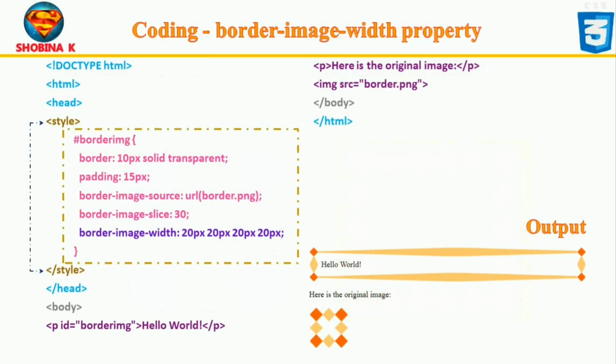Here is an example for border image width property with 4 values. And this example creates a border image which is 20 pixel on each side.